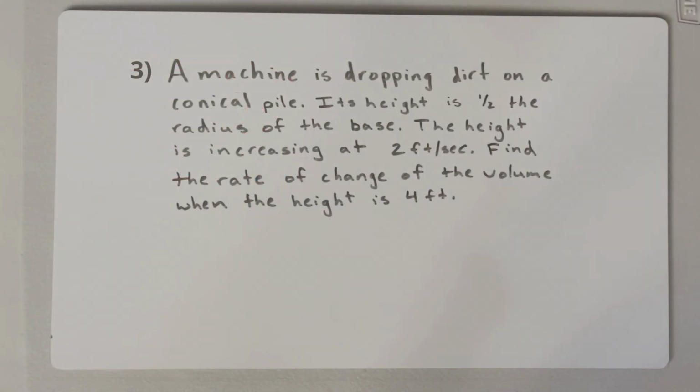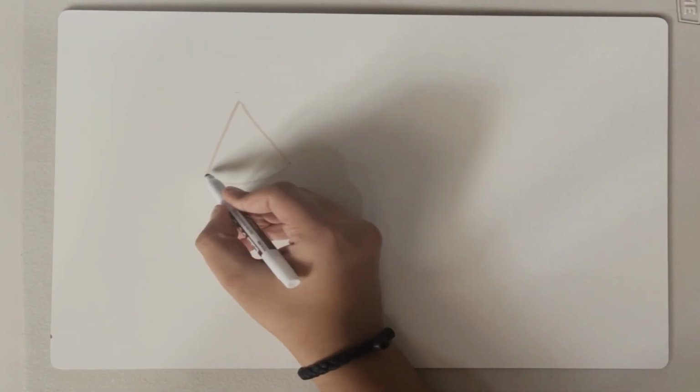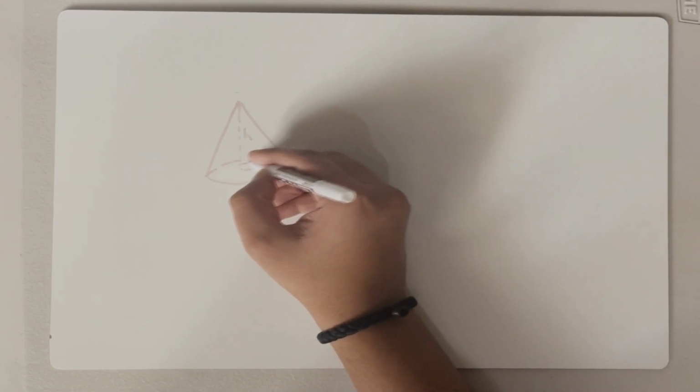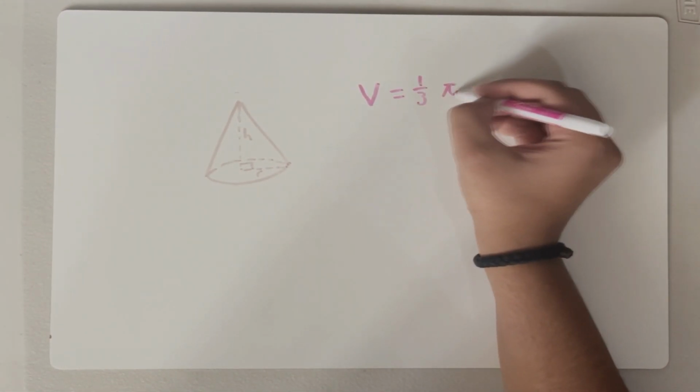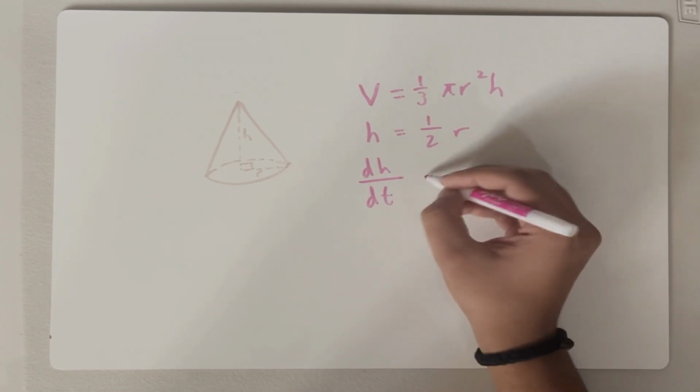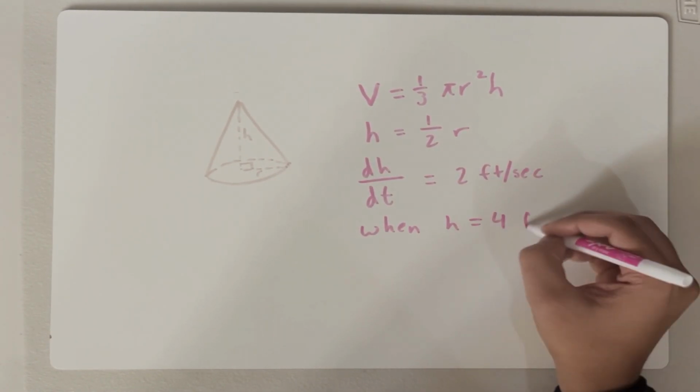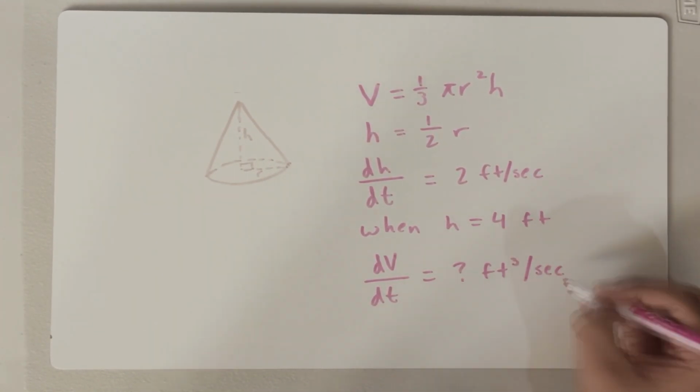Our third problem will be a machine is dropping dirt on a conical pile. Its height is 1/2 the radius of the base, and the height is increasing at 2 feet per second. Find the rate of change of the volume when the height is 4 feet. Drawing a diagram, labeling h and r, we can use the simple volume formula and our given values in order to find dV/dt in feet cubed per second.